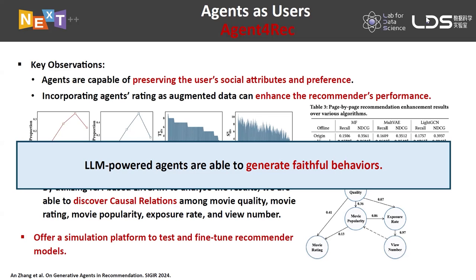One more interesting thing is that we can use the agents to do causal discovery and get some causal relationships between variables like movie quality, movie ratings, movie popularity, exposure rate, and view numbers. The causal graph is shown in these figures. Using such chains, we can offer a simulation platform to do A/B tests and fine-tune recommender models. So one take-home message is that LLM-powered agents are able to generate faithful user behaviors.